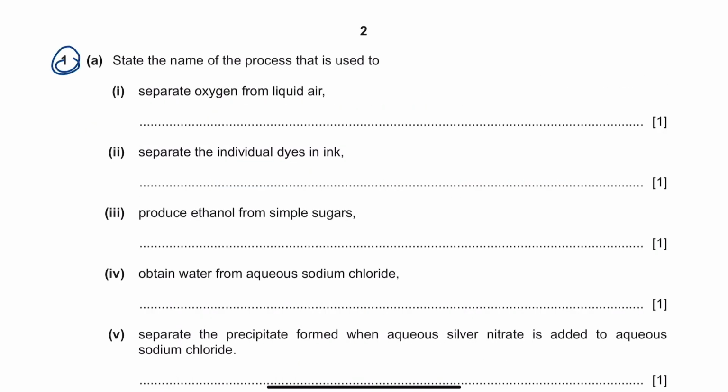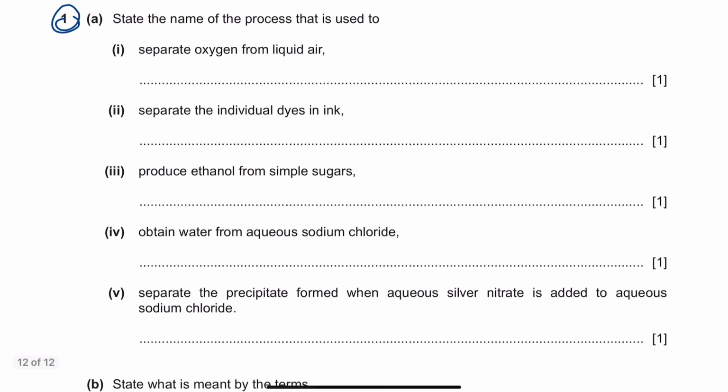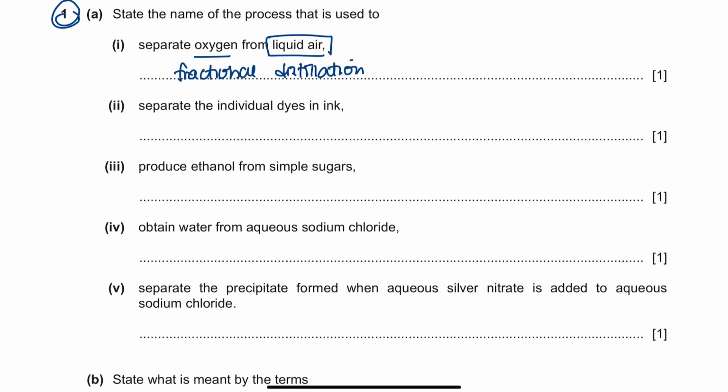This is a question from February-March 2017. Question 1. State the name of the process that is used to separate oxygen from liquid air. Now, there are a lot of components that you can find in air, and in order to separate only one component, you need to use fractional distillation as discussed before. Question 2. Separate the individual dyes in ink. To separate dyes, you need to use chromatography.